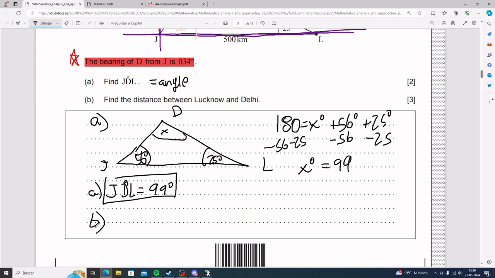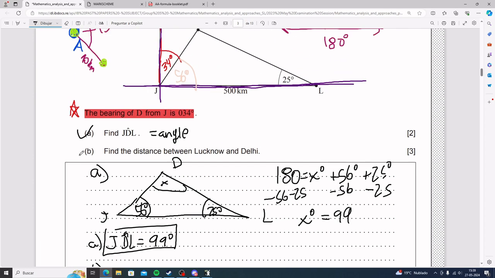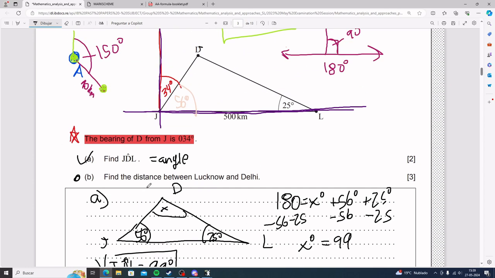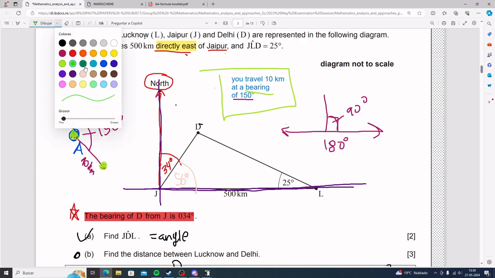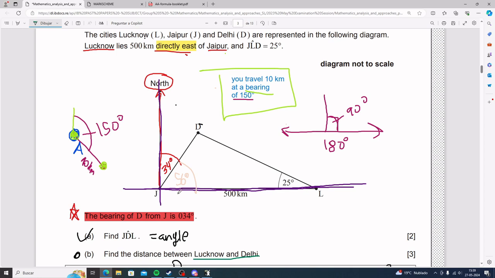And now for part B, you need to find the distance between Lucknow and Delhi. And so the distance between Lucknow and Delhi in this triangle is going to be this line here.